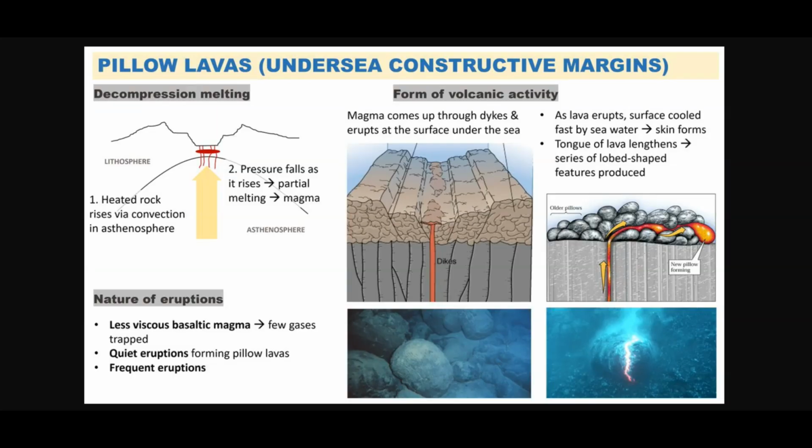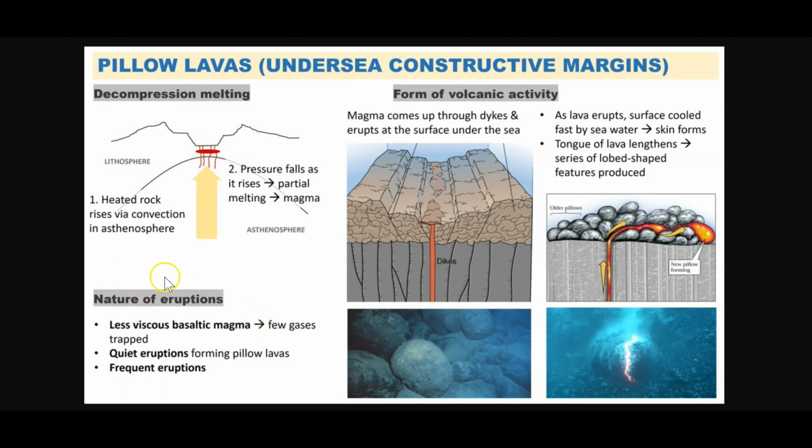So we get most of the eruptive activity takes place here, produces these pillow lavas, right? So let's remind ourselves again of what it is that produces the magma. In this case, because it's a constructive plate margin, you've got the heated rock rising through convection in the asthenosphere, and as it rises, the pressure falls. That gives you your partial melting, produces your magma, which is less dense than the surrounding asthenosphere, will rise up and form a magma chamber, and then come up through cracks and fractures in the ground towards the surface.